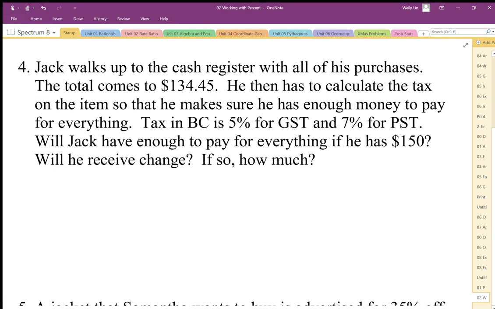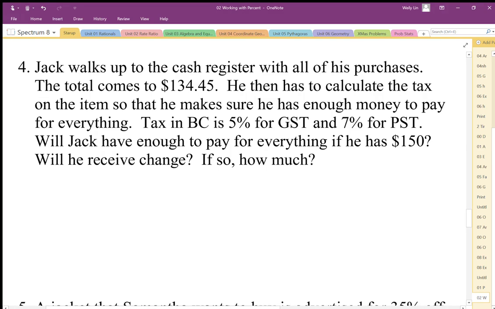Now, it's important to understand the situations where we add the percentages together or if we're layering the percentages. So tax is a situation where we're adding the percentages together. So we're paying 5% tax on the $134.45 and 7% on the $134.45.